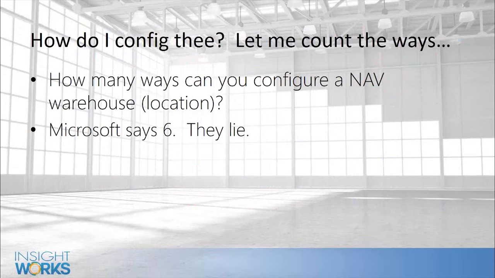Well, if you read the Microsoft white paper, so if you go on to MSDN and do a search for warehouse design details or warehousing white paper or something like that, it'll come up with a Microsoft white paper. It used to be a PDF, and now you can just get it on MSDN. And they basically list out 6 different levels of complexity in the warehousing side. So they're saying there's 6 ways you can set up NAV for warehousing. Well, they lie. That's not entirely true.